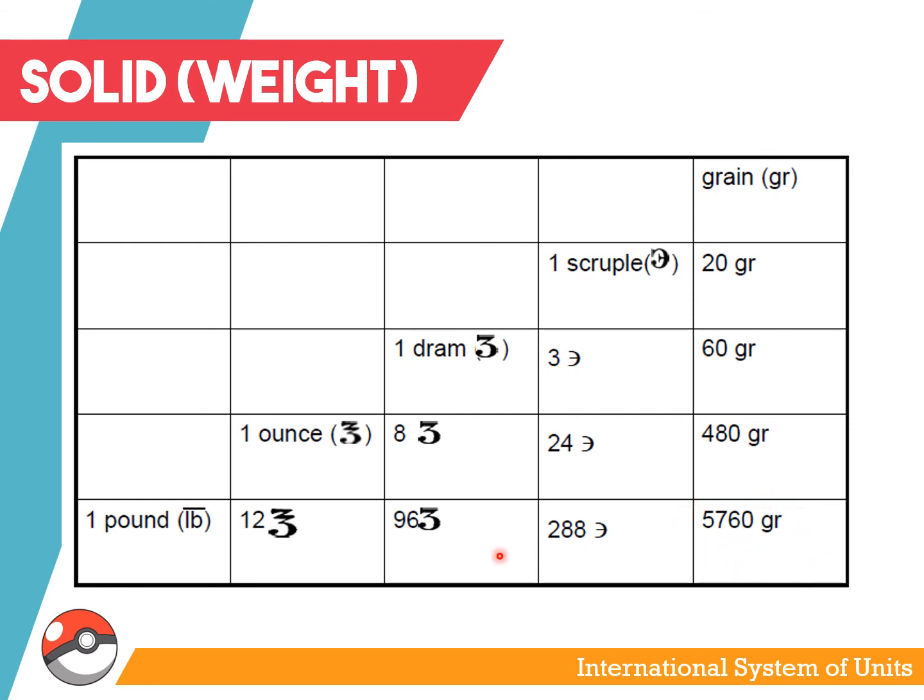While 1 ounce is equivalent to 8 drams, 24 scruples, and 480 grains. 1 dram, 3 scruples, 60 grains. 1 scruple is equal to 20 grains. So you need to memorize this. You can find yourself some techniques. Whatever works for you would be the best.